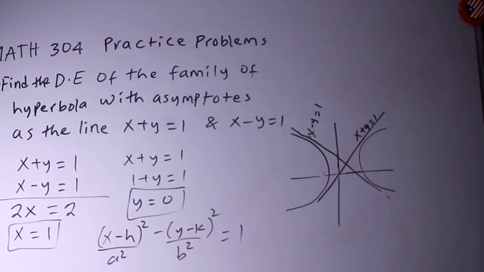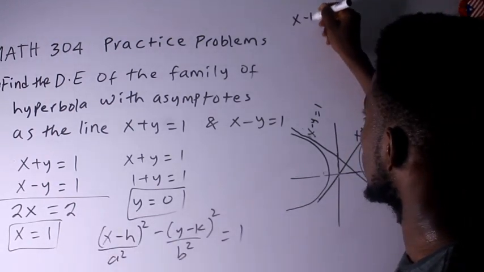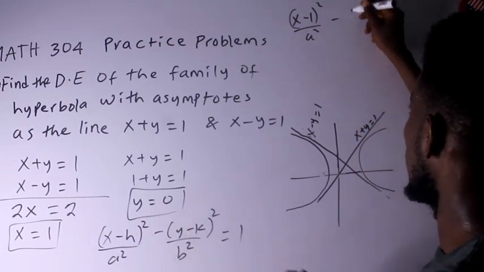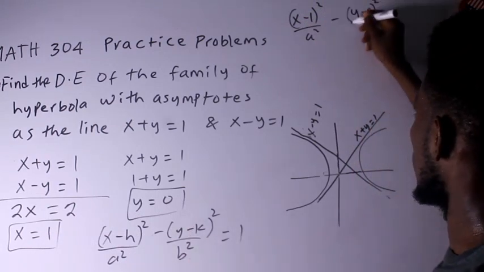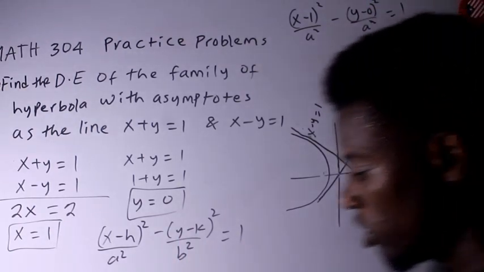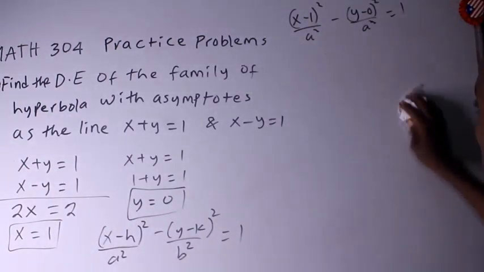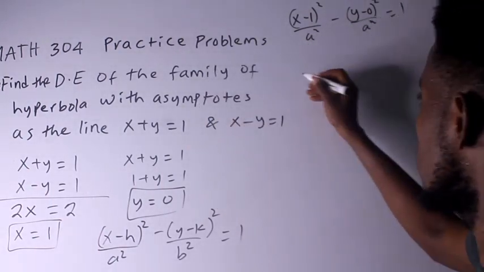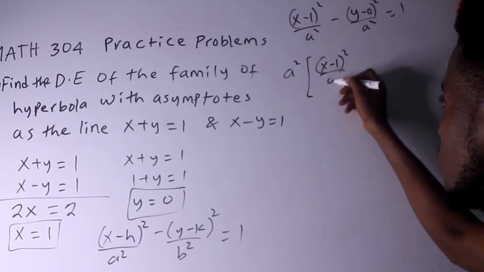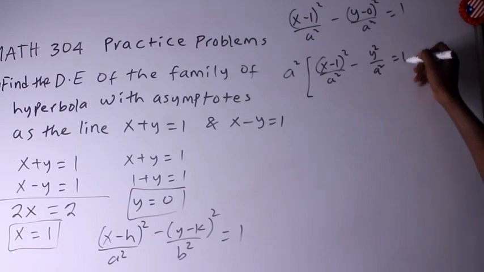So after we have this equation, we're just going to replace x with 1, so we're going to have x minus 1 all squared over a squared minus y minus 0 all squared over a squared. So replace b squared with a squared, everything should be equal to 1. Once we have that, we can multiply the entire equation by a squared. So we have a squared multiplied by x minus 1 all squared over a squared minus y squared over a squared, and everything should be equal to 1.